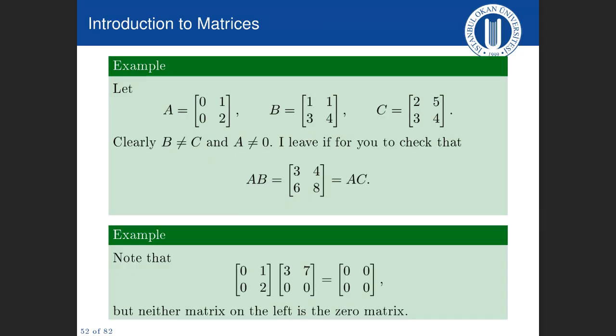And I'm also going to leave it for you to check that if we multiply 0, 1, 0, 2 by 3, 7, 0, 0, we get the 0 matrix. But neither matrix on the left is the 0 matrix. So most of the rules from numbers carry over, but these three rules in particular do not carry over.